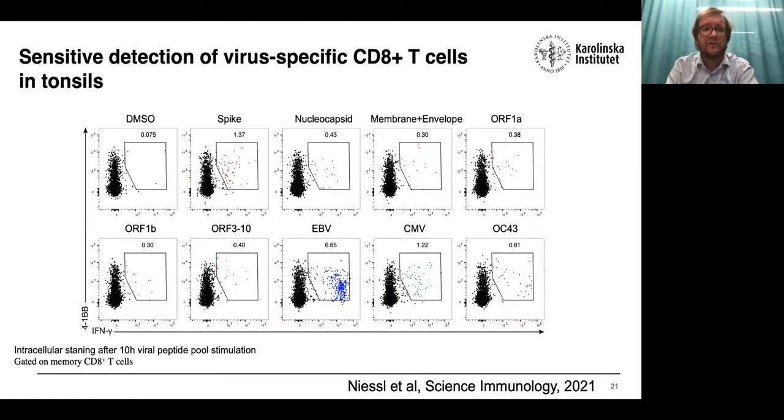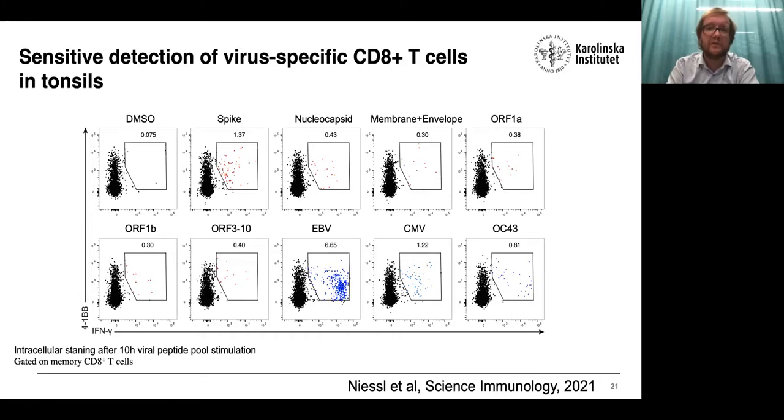One of the things that is really tricky when it comes to looking into tonsils or tissues in general is that if we're going to detect these types of responses, it's really hard to detect them by just using classical AIM markers like CD69 combined with 4-1BB, CD40 ligand, etc. Even with tetramers, sometimes it can generate background, and with tetramers, of course, we're missing a lot of responses. This is maybe not the best approach, but the approach that we chose, to be able to sensitively detect virus-specific CD8+ T cells in tonsils, was classical intracellular staining after 10 hours with viral peptide pools, gated on memory CD8+ T cells.